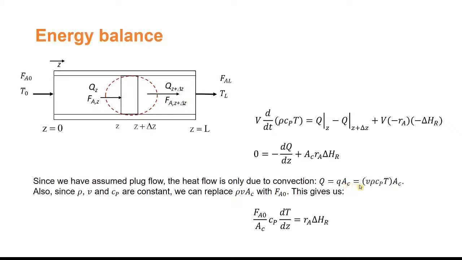It would be nice to write this in terms of the inlet flow rate, FA0. And we can do this easily because we assumed that the density, so the rho here, is constant. If we assume that the velocity is constant, then we can write FA0, the inlet flow rate, equal to rho V times AC. And then we can substitute this into our differential equation, and we can get the equation at the bottom of the slide.